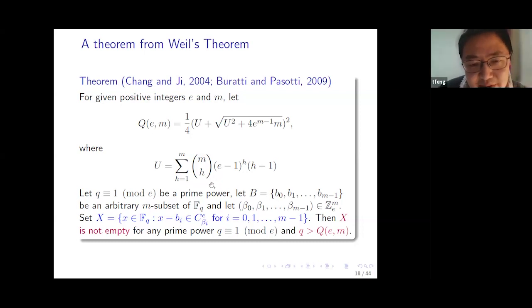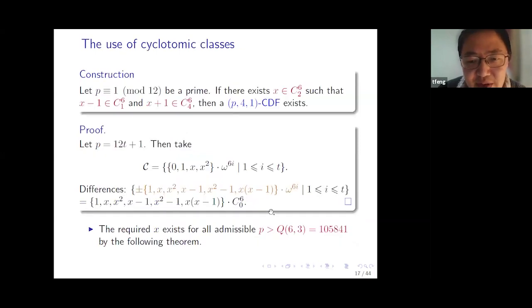So generally, we can use this theorem to give an upper bound. For example, in our last slide, we required all these numbers, x, x squared minus 1, x squared minus 1, x times x minus 1, to belong to different representative systems. So we can use the theorem to give a bound. If p is greater than this number, then this CDF always exists. If p is smaller than this number, we can construct it directly using a computer.